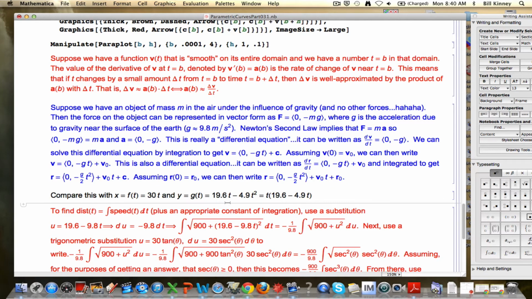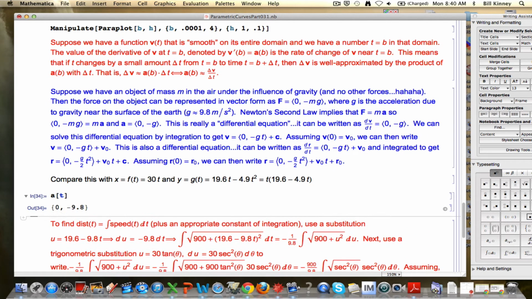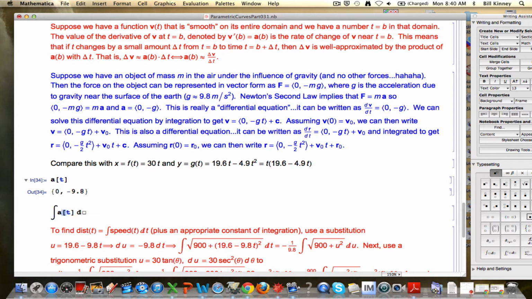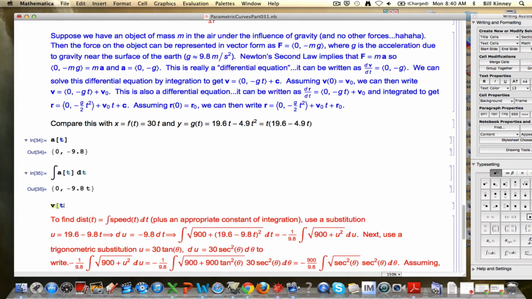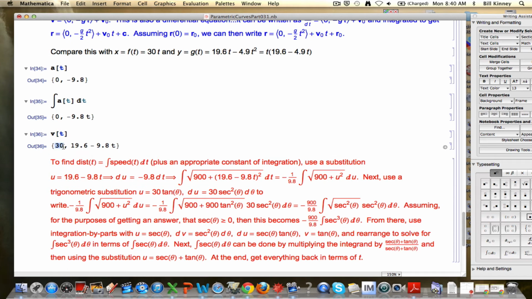We can use Mathematica to do these calculations as well. A of t, I've already entered, is 0, negative 9.8. I can integrate that with an indefinite integral symbol in Mathematica and get a velocity vector equal to this plus a constant. Now Mathematica doesn't put the constant in, but we know there's a constant there. We know, in fact, what it is. That constant has a first component of 30 and a second component of 19.6.